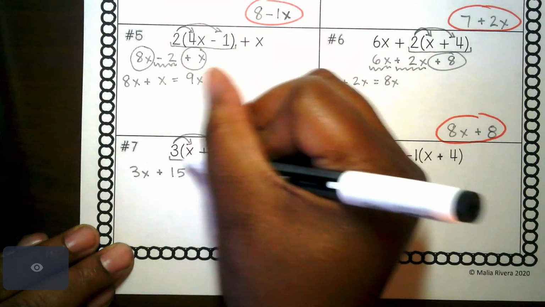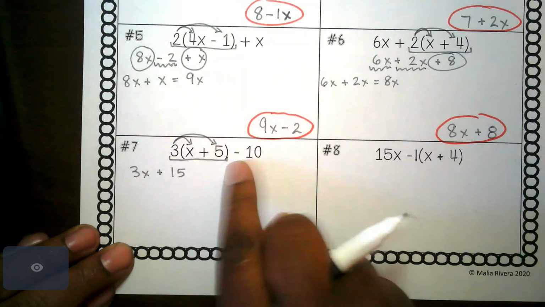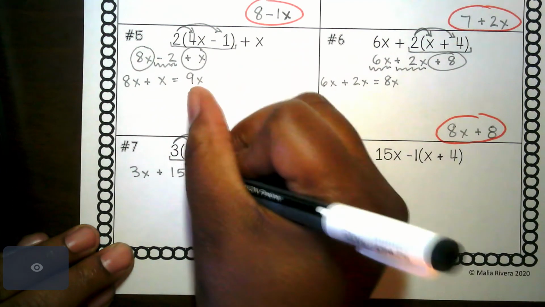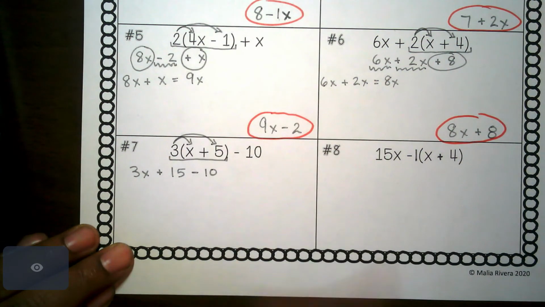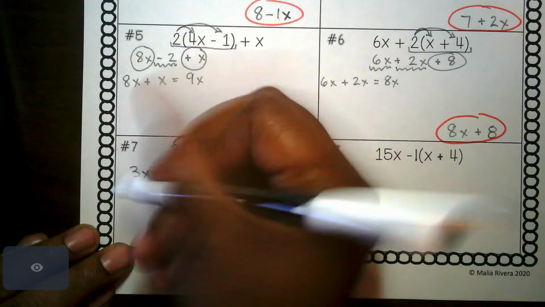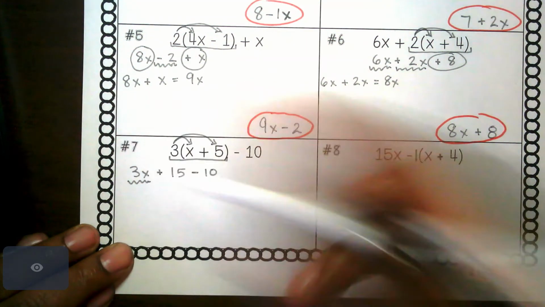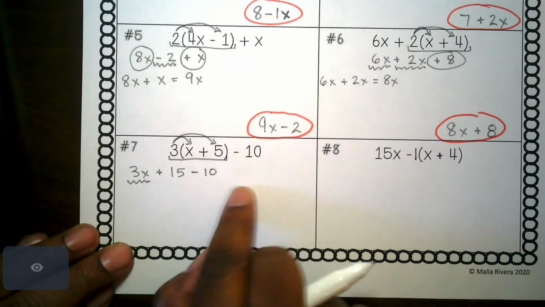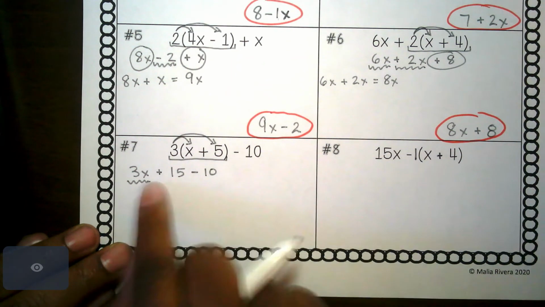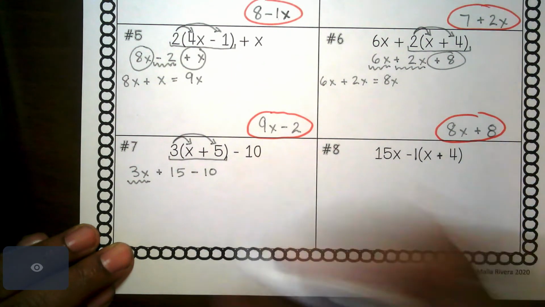Now that I'm done simplifying this part, I need to bring down the rest of my expression. So minus 10. Now I can go ahead and get to work. So I have this first one, 3x. But notice I do not have any other terms that have an x in them. So I just have 3x in my summary.